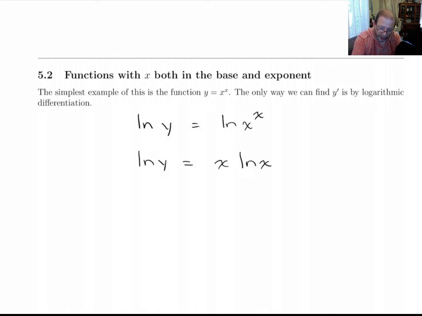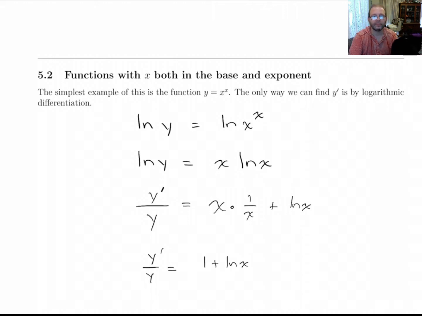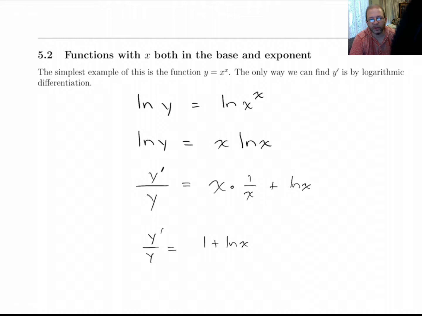So we get this, and now we can take the derivative of both sides. Over here, we're going to have to use the product rule. So derivative of natural log of y, remember the thing goes on bottom, its derivative goes on top. And over here, we'll do the first times the derivative of the second, plus the second times the derivative of the first, and derivative of x is just 1. So I've got y prime over y is equal to 1 plus ln x.